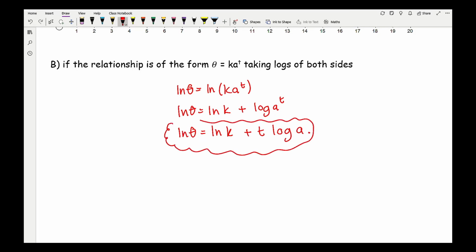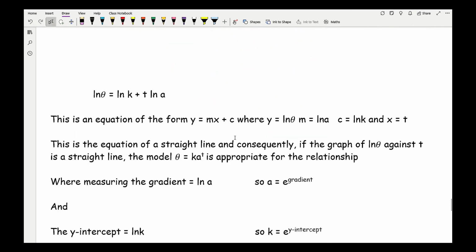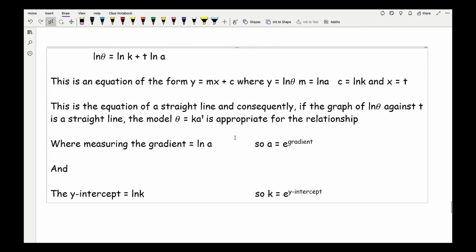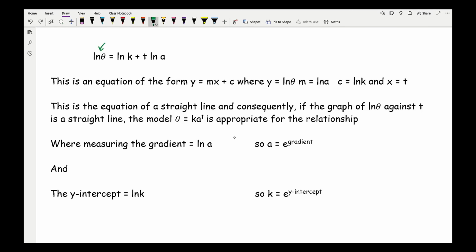Now we haven't quite answered the question, so there I've got my linear model. Now from this, this is an equation that can be seen as y equals mx plus c. So going from what this says here, ln of theta is my y, and m is my gradient, so that's going to be ln a. So this here is my gradient. I've got the letter t, which acts as my x, and I've got ln of k, which acts as my y-intercept.